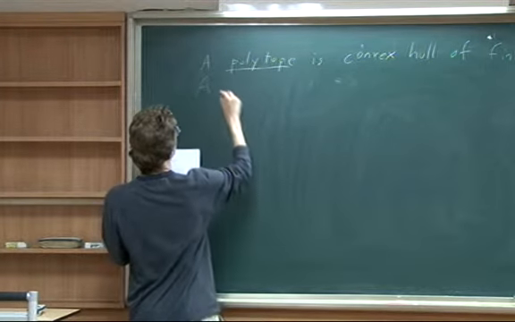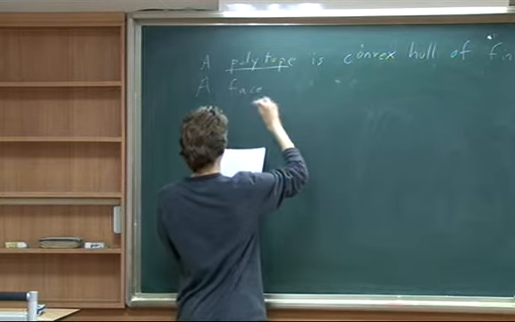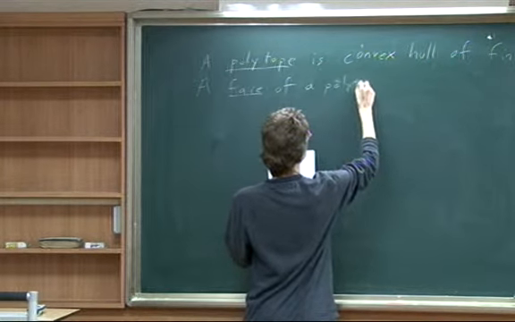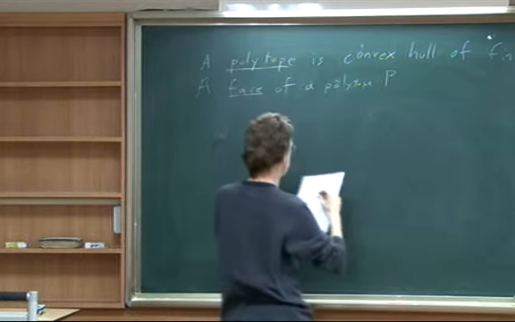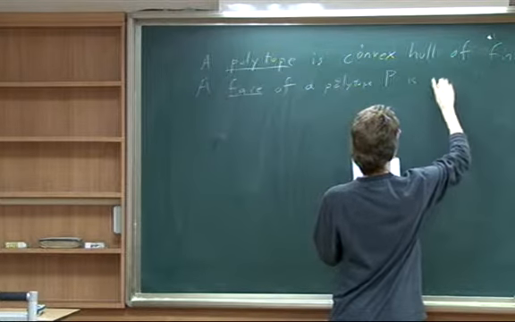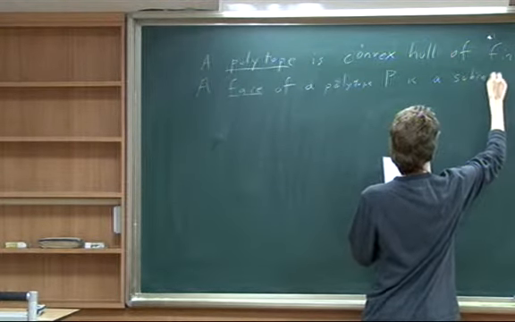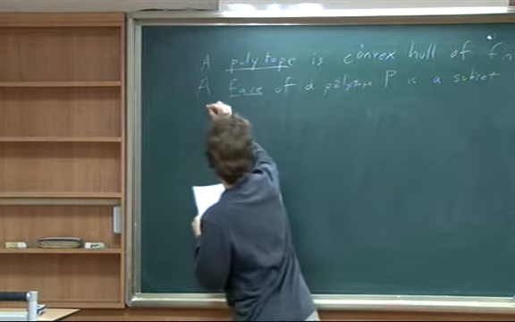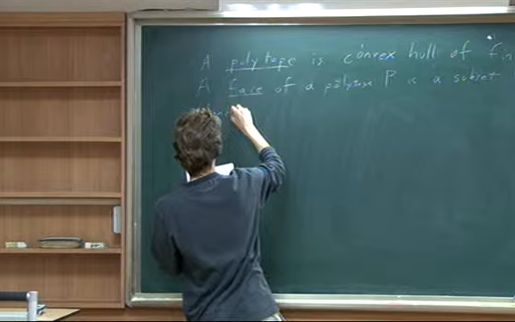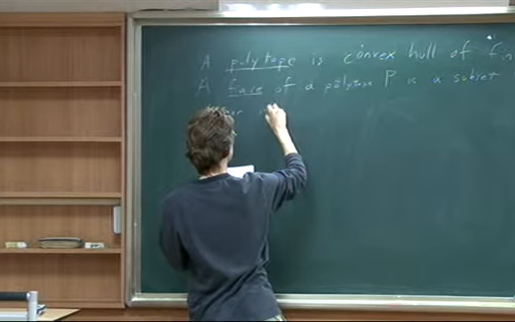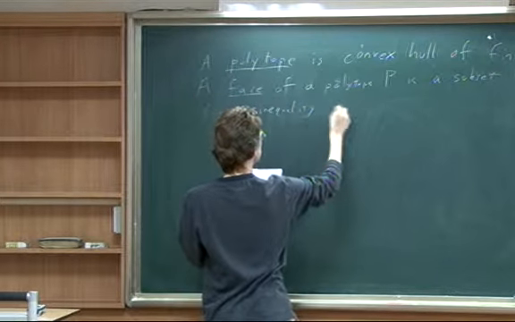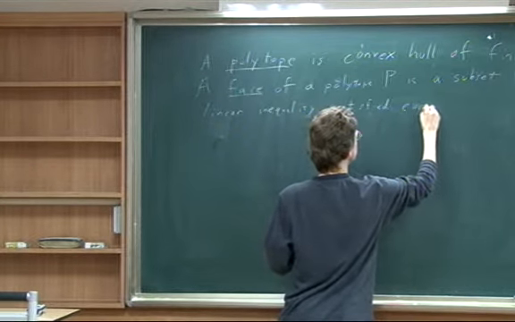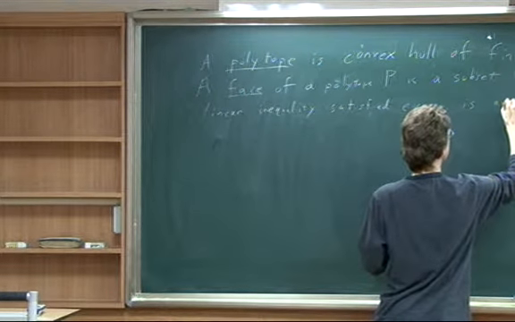And a face F of a polytope P is a subset where some linear inequality that's satisfied everywhere is an equality.